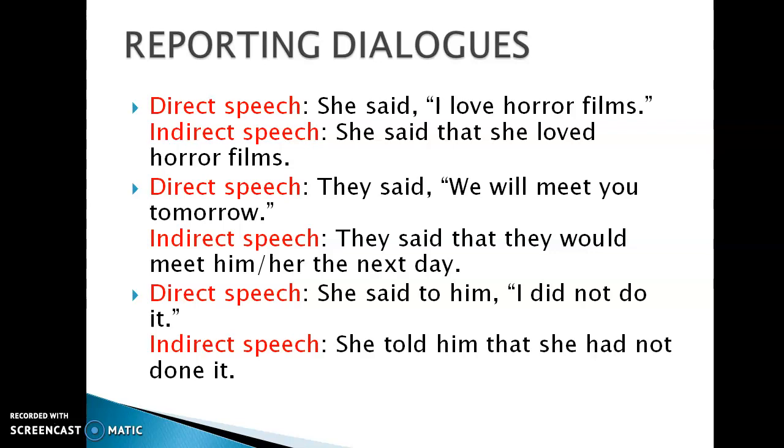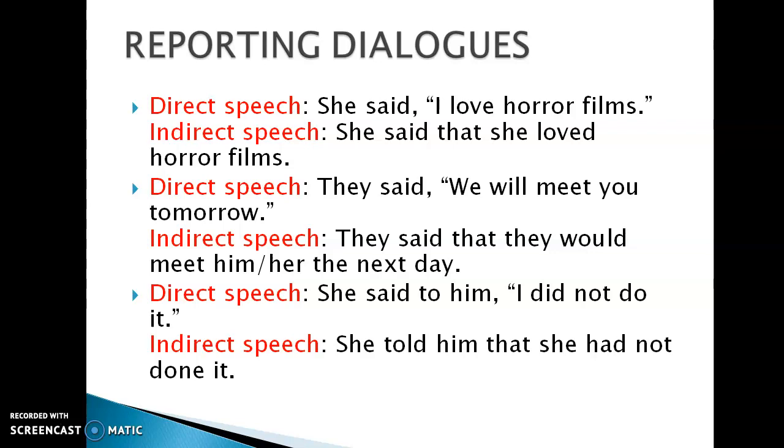Now, if you look carefully, every time we are converting a direct speech into indirect speech, there is a change in the tense. For example, in the first sentence, "I love horror films" has changed to "she loved horror films." It has changed to past tense. So when you report a dialogue, it moves one tense back. All the present tenses change to past tenses and all the past tenses change to past perfect tenses. And why is it? Because when you are reporting a dialogue, of course, it is a matter of the past, because someone has already said what you are reporting now. So everything turns towards the past.